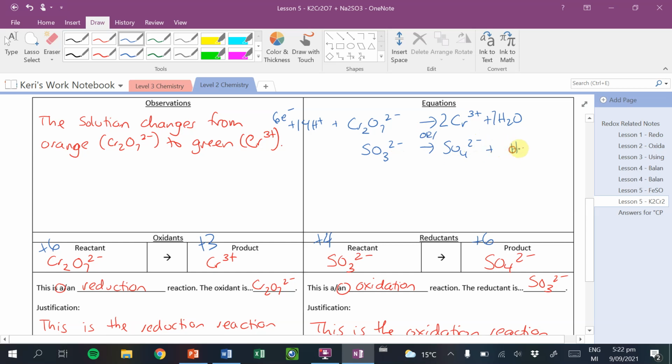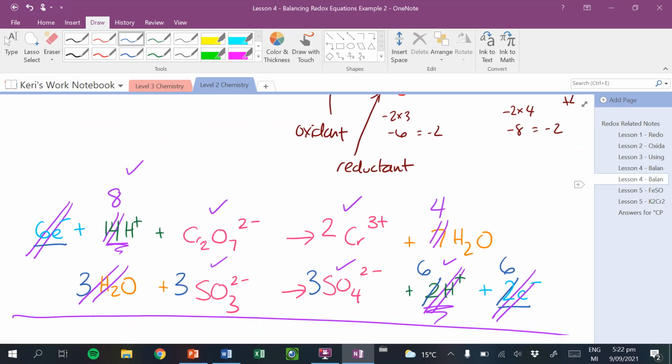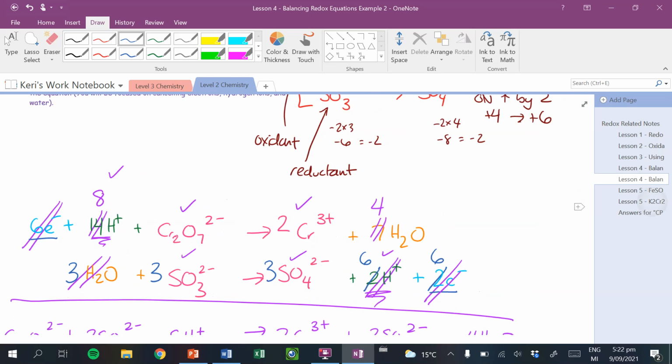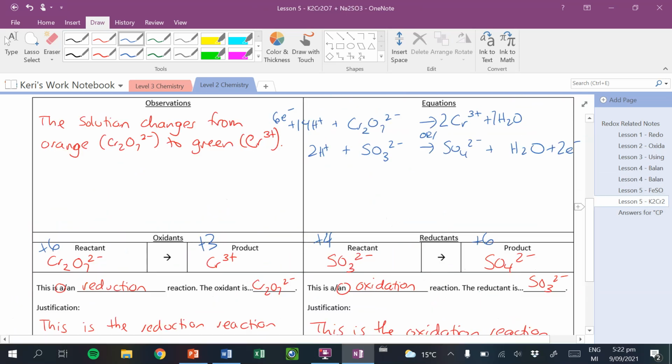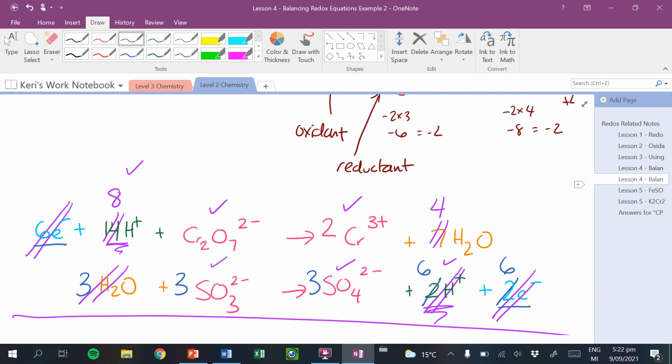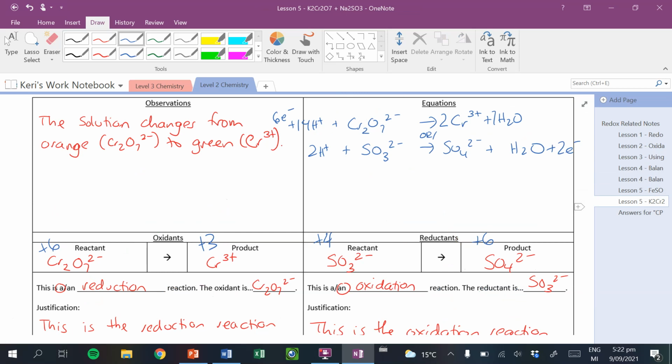Adding water, adding hydrogen ions, and then adding electrons. That should be the right equation. Just double checking it. Yep. I'm just basically trying to shorthand it so we're not going through all the various steps. I put the water on the wrong side. Whoops. This is why you double check things. Water's supposed to be over here.